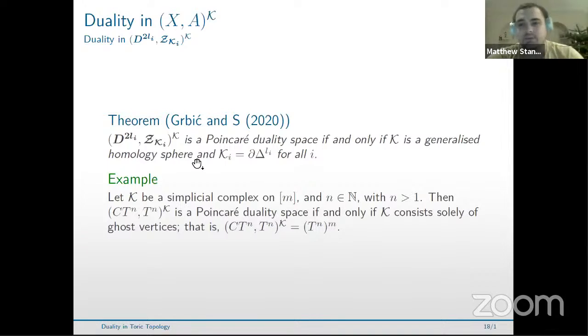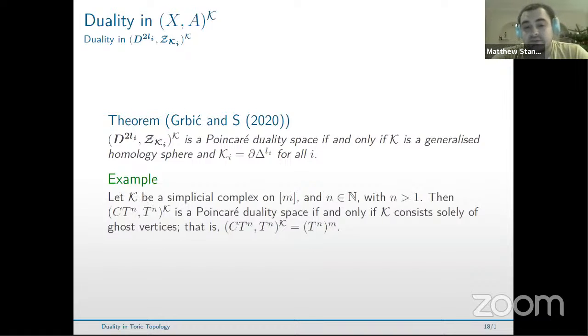Okay, and just as an example of how this theorem can be applied, given a simplicial complex K on M vertices and some natural number N greater than 1, one might ask whether the cone of the N torus together with the N torus to the K, this polyhedral product here, is a Poincare duality space.